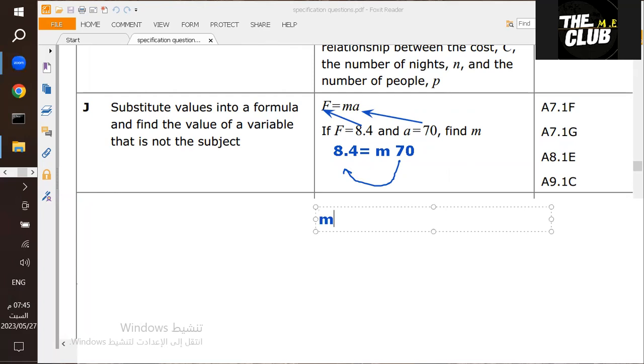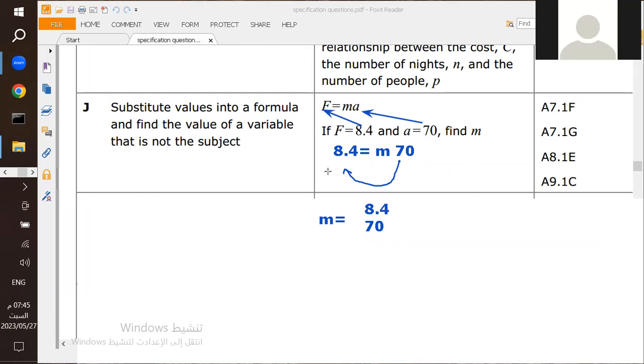M equals 8.4 divided by 70, and we work it out on the calculator, so it equals 0.12. Yes. Get the idea. That's it for this question. Substitution is easy, it's not a big deal. We know how to substitute numbers instead of letters. Okay. Let's move on to the next one.